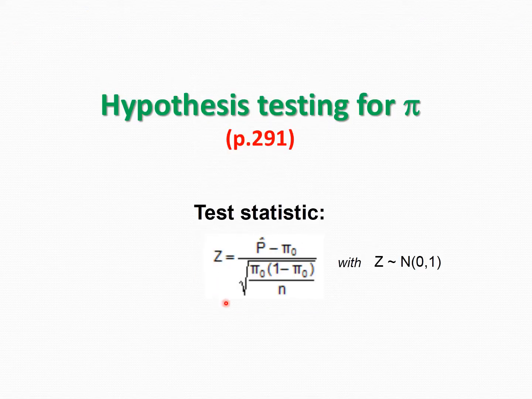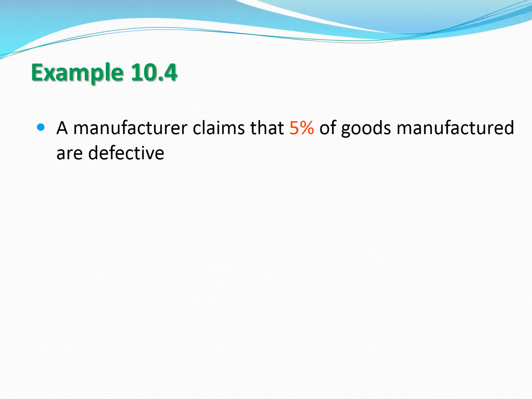This is the test statistic that we will use to test hypotheses for population proportions, and Z follows a standard normal distribution, so we can use the Z table to determine the p-values in step 4. In example 10.4, they state a manufacturer claims that 5% of goods manufactured are defective. This is our claimed value. So pi 0 will have a value of 5% or 0.05.